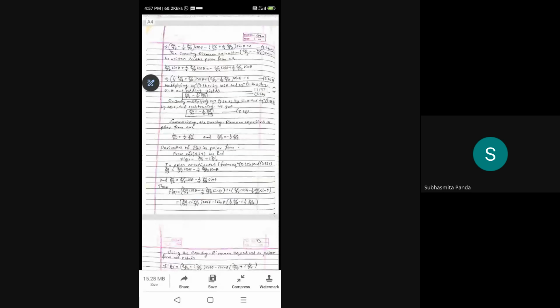Then the second part is whether it is sufficient or not. It is not the sufficient condition, which I have discussed earlier.